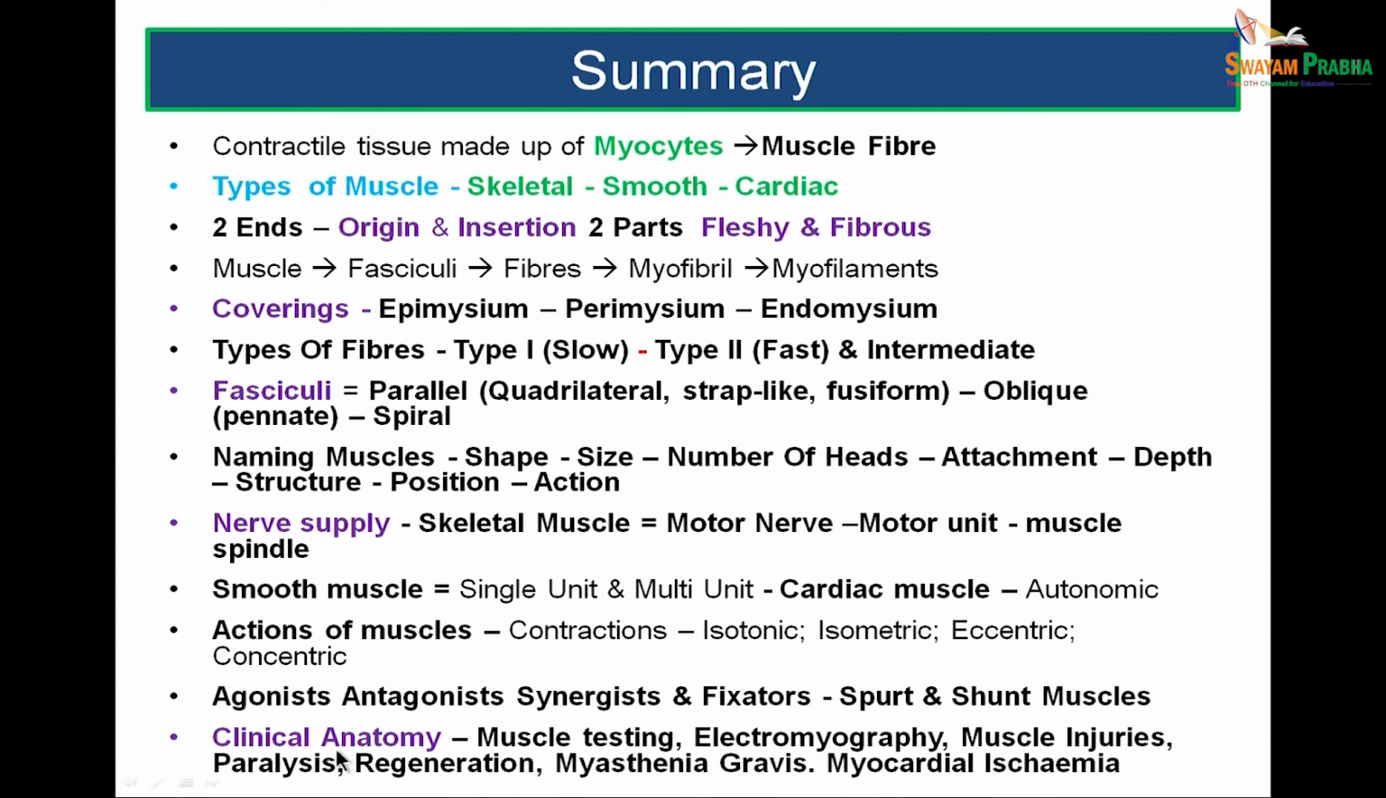Clinically, in anatomy of this topic, we studied about muscle testing, what is electromyography, what are the different types of muscle injuries and tears, paralysis, how a muscle can atrophy, how it could regenerate, and what is hyperplasia, an autoimmune disease like myasthenia gravis which affects muscles, and last we talked about myocardial ischemia types.